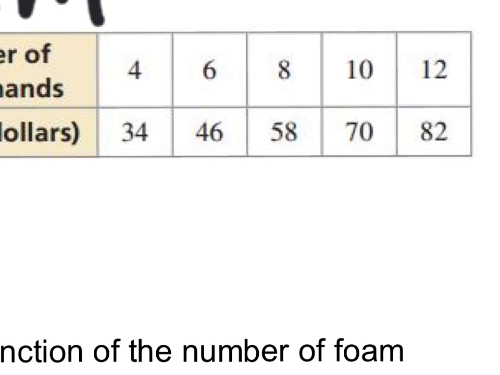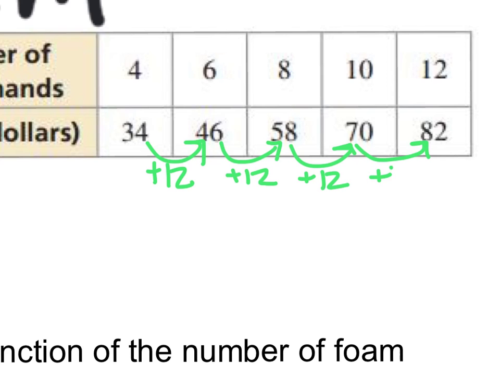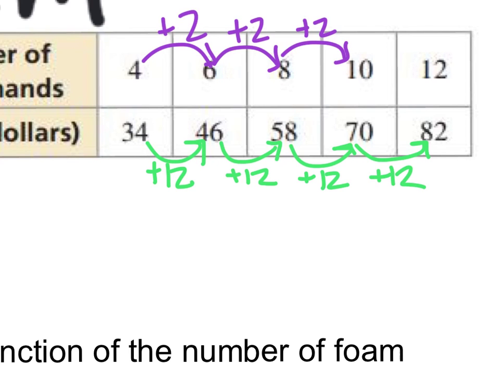So from 34 to 46, that is an increase of 12. From 46 to 58 is an increase of 12. From 58 to 70 is an increase of 12. And from 70 to 82 is also an increase of 12. And we've got to do the exact same thing for the x's up here. So from 4 to 6 is going up by 2. From 6 to 8 is going up by 2. From 8 to 10 is going up by 2. And from 10 to 12 is also going up by 2.